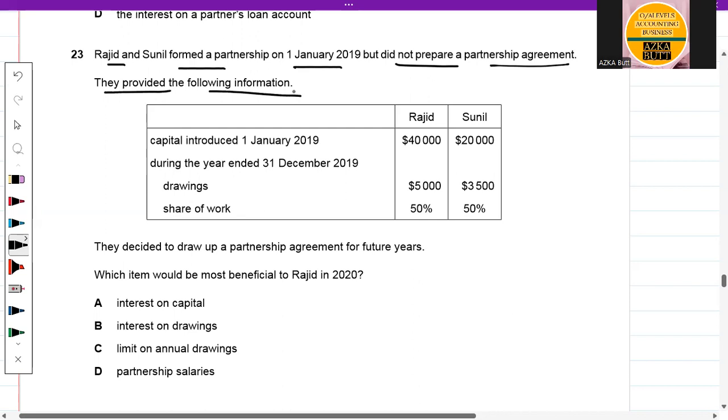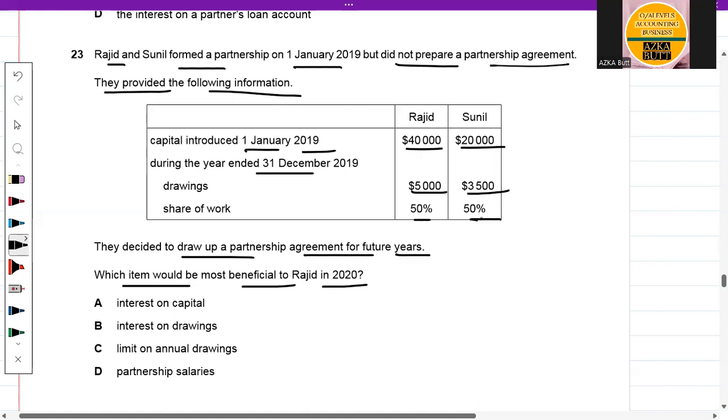Okay, so capital introduced on 1st January 2019: Rajat had invested 40,000 and Sunil invested 20,000. During the year ended 31st December 2019, drawings were taken by Rajat, which is 5,000, and by Sunil, this is 3,500. Share of work is 50-50%. They decided to draw up a partnership agreement for the future years. Which item would be the most beneficial to Rajat in 2020?